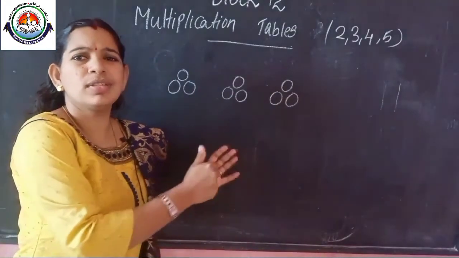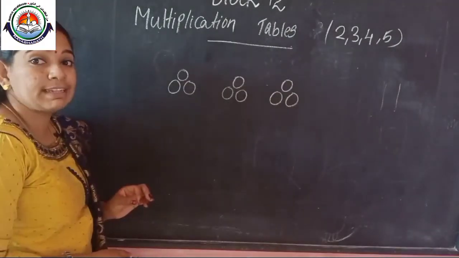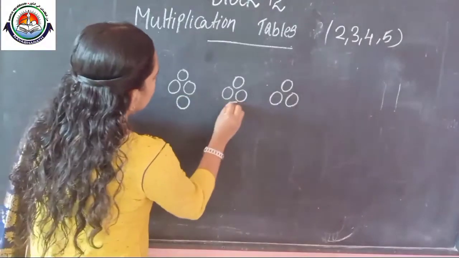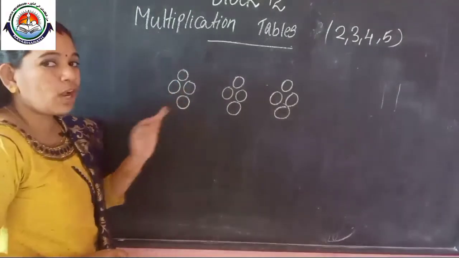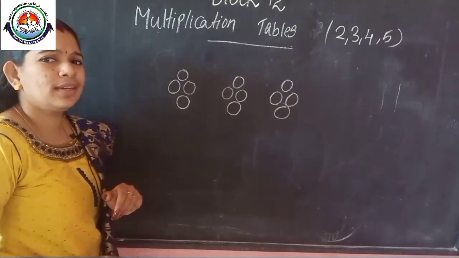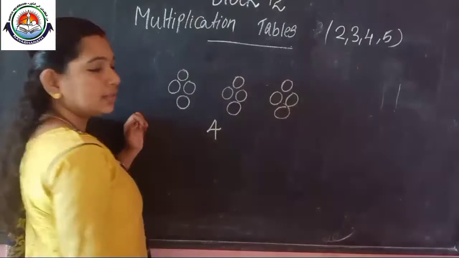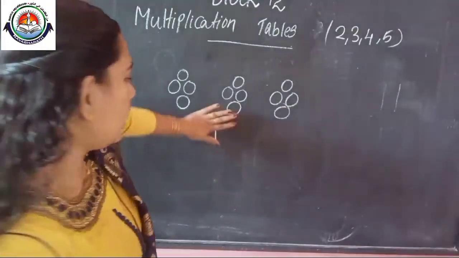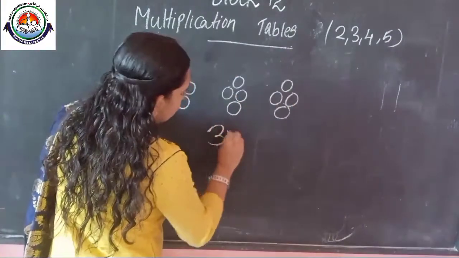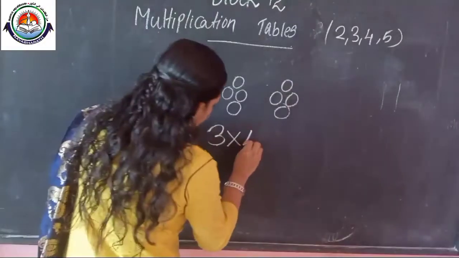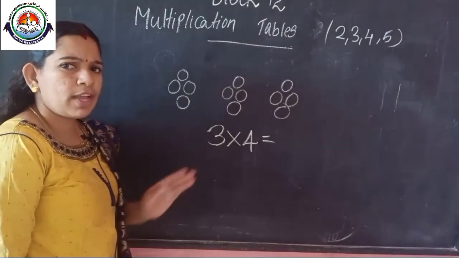Then I want to distribute these balls to the groups. In each group, how many balls will I get? 1, 2, 3. Then 1, 2, 3, 4. Here, how many groups are there? 3 groups. In each group, how many balls are there? 4 balls. Then, what is the value of 3 into 4?